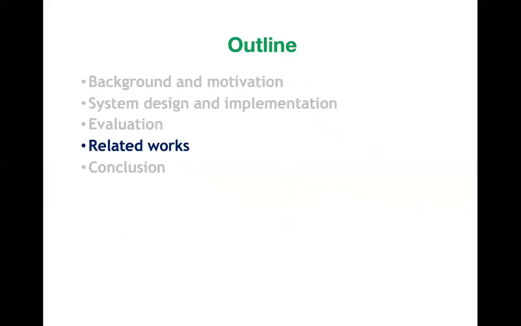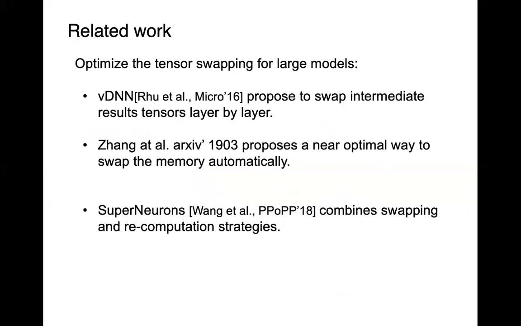There are existing works proposed to optimize tensor swapping for large models. For example, vDNN proposed to swap intermediate result tensors layer by layer. And there is another paper that proposed a near-optimal way to swap memory automatically. However, it is only limited to linear networks. SuperNeurons combines swapping and recomputation strategies, and I want to mention that the recomputation strategy can be orthogonal to our work.